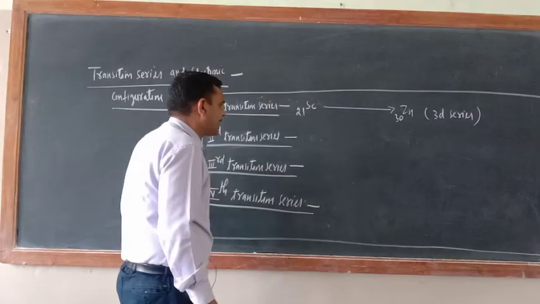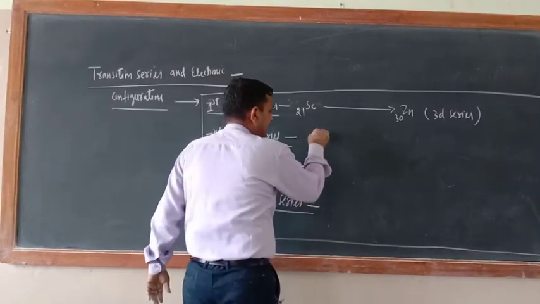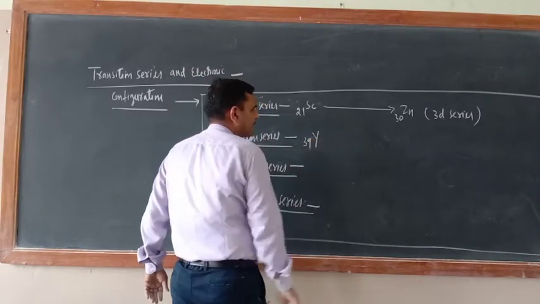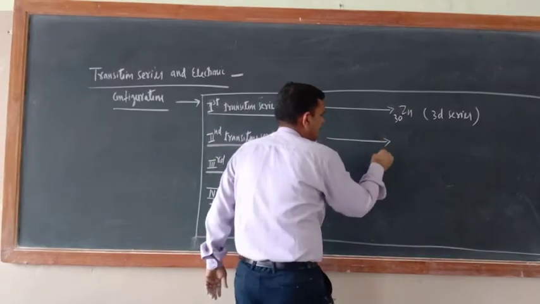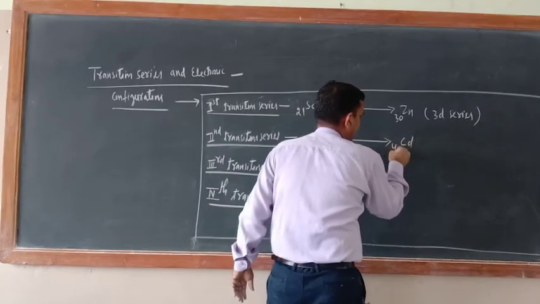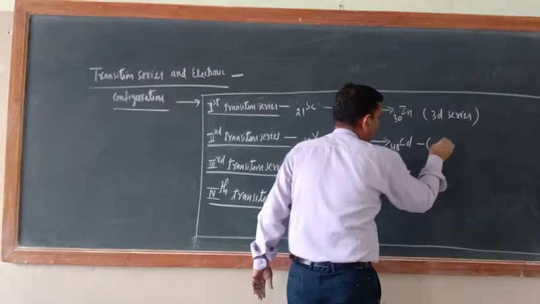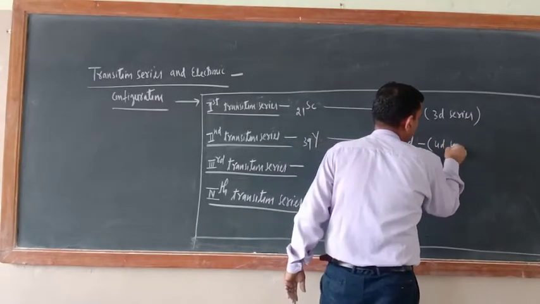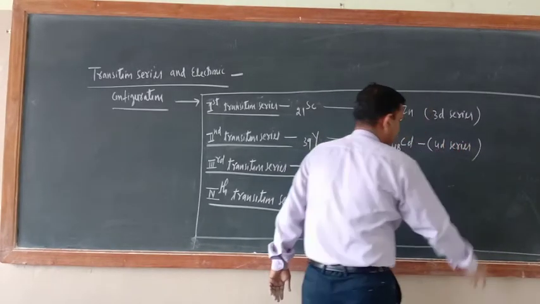Now the second transition series. The second transition series starts from yttrium 39 and goes up to cadmium 48. This is known as the 4D series. What is this one? 4D series.